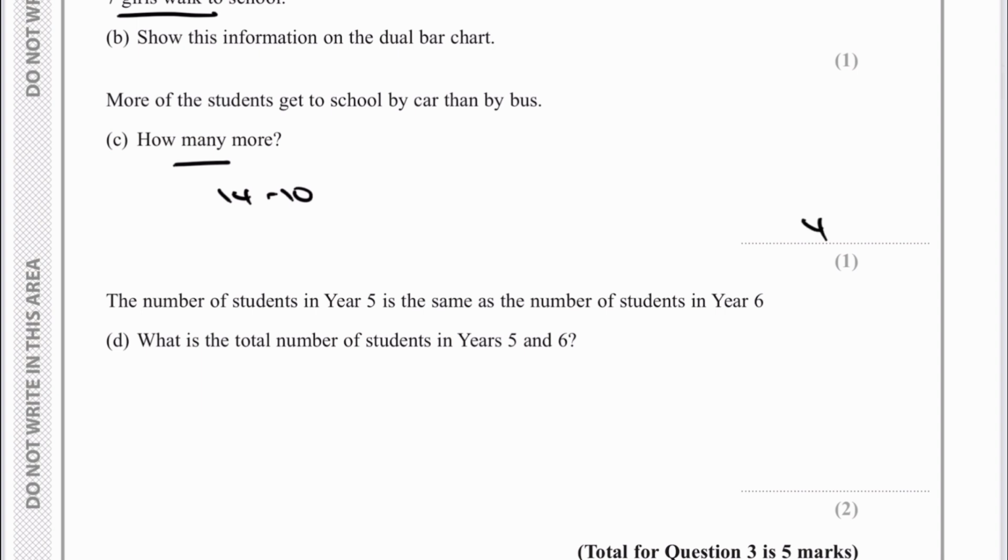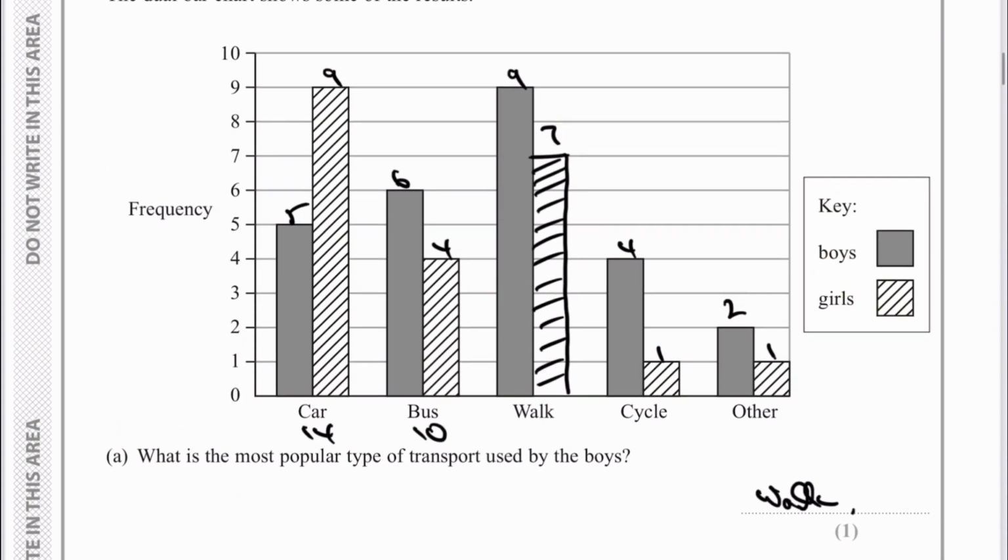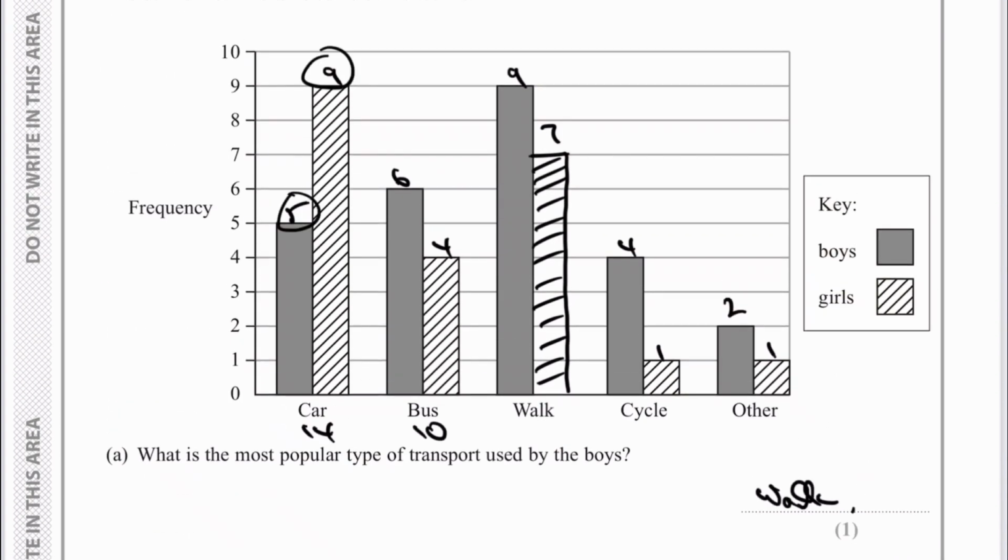Okay, and then finally it says the number of students in year 5 is the same as the number of students in year 6. What's the total number of students in both years? Okay, so all we've got to do really is go and add up all of these numbers.